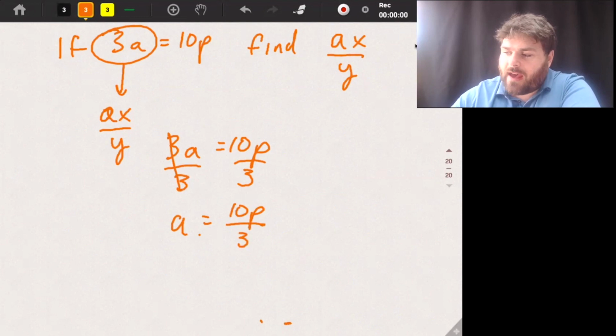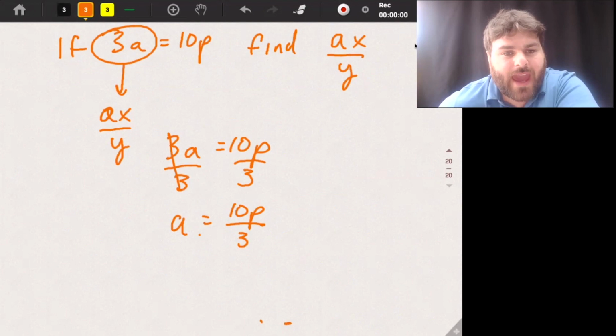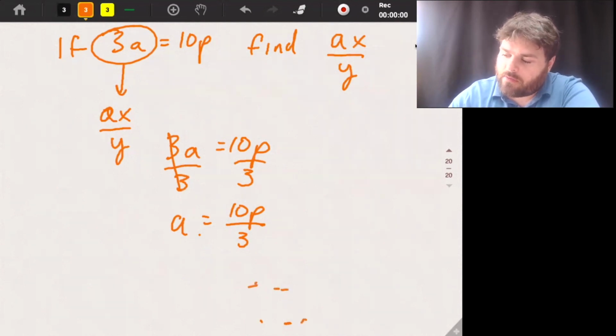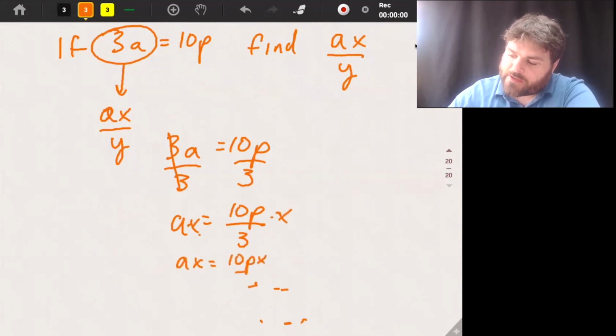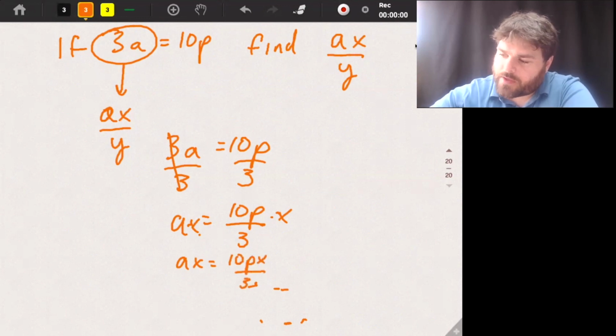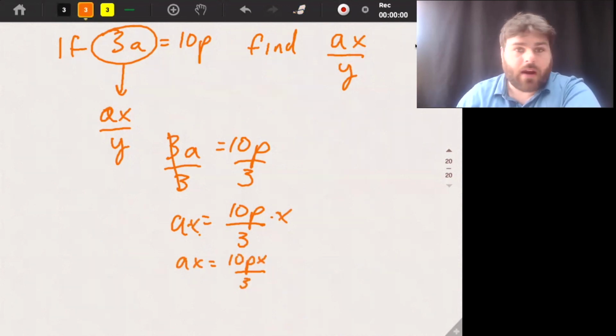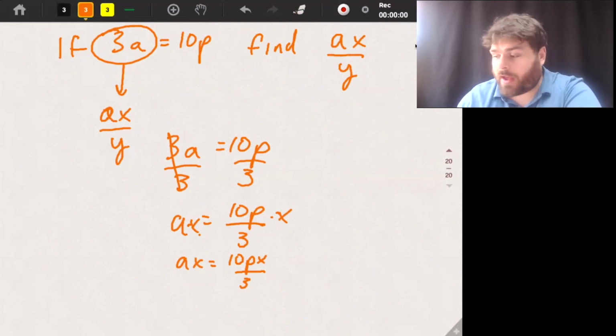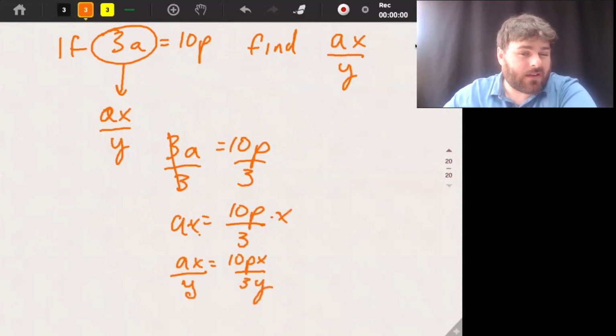Now, how do I get it to have an x multiplied by the a? How do I get it to say ax? I just multiply by x. Multiply this by x. That gives me ax equals 10px divided by 3. Now, I'm almost there. I just need a y to be divided by. So all I do is I divide the left side by y. And when I divide the left side by y, I get 10px divided by 3y.